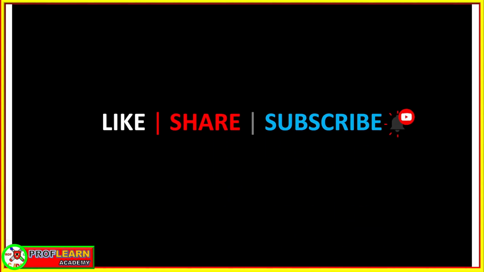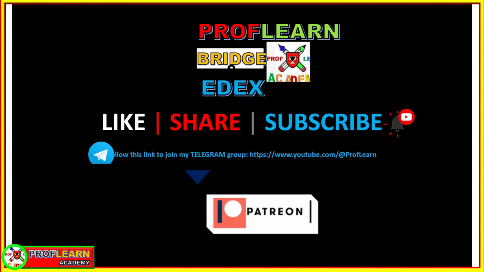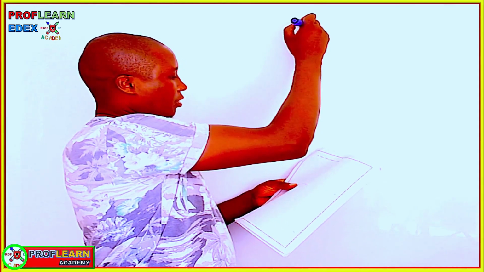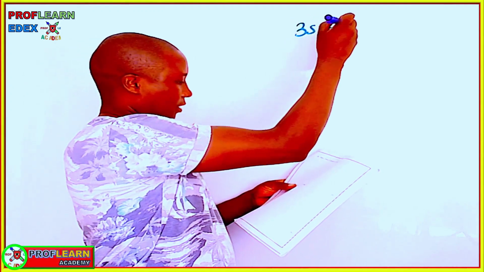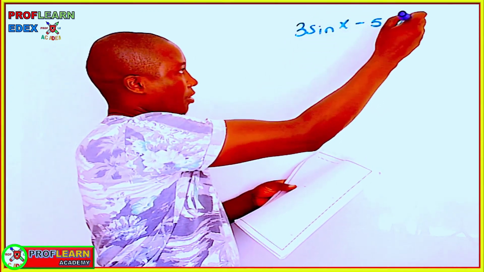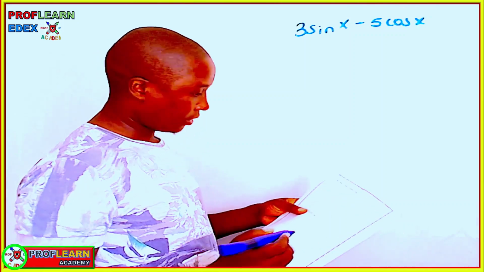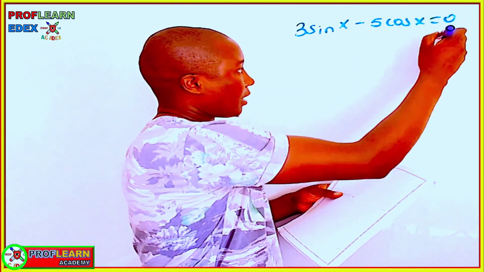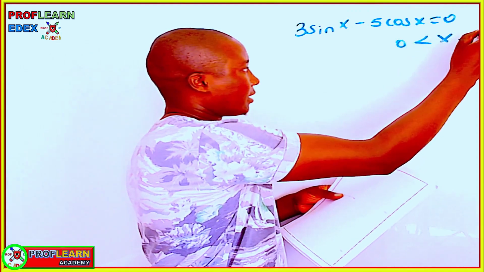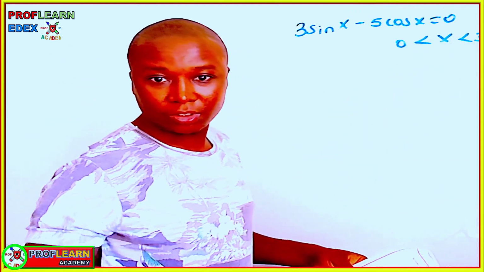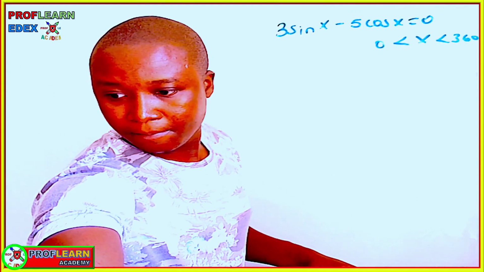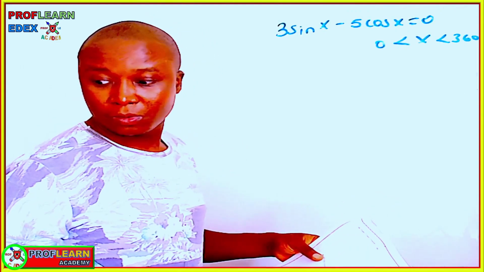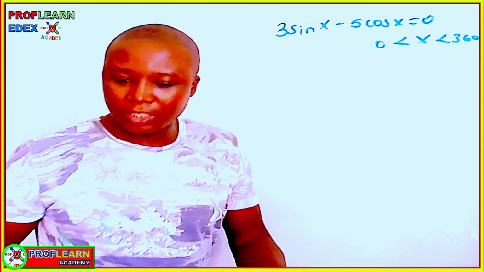We agreed that you were to work out this question. No, no. We agreed you were to work out this question. The question was saying that you need to solve 3 sine x minus 5 cos x equals 0, where x is greater than 0 and less than 360. You were to work out. Yeah? That was the question. Not a no. Just all right.